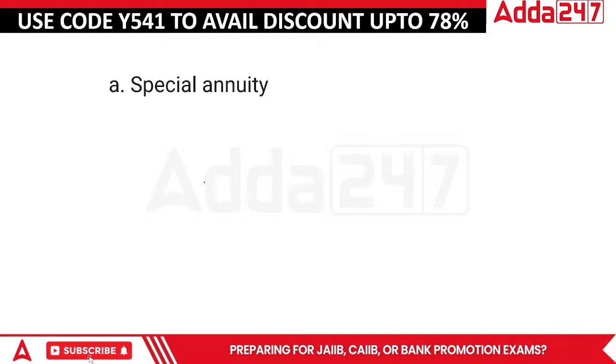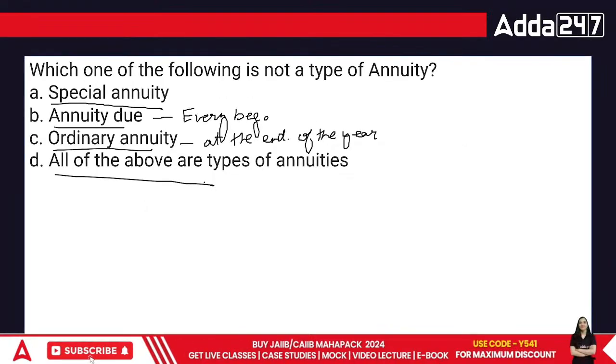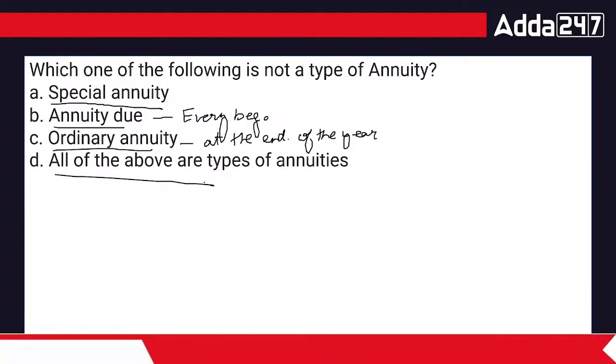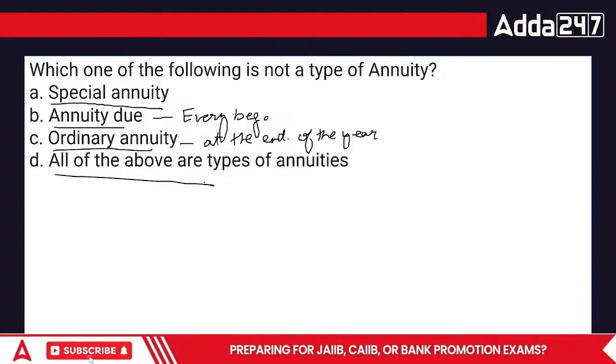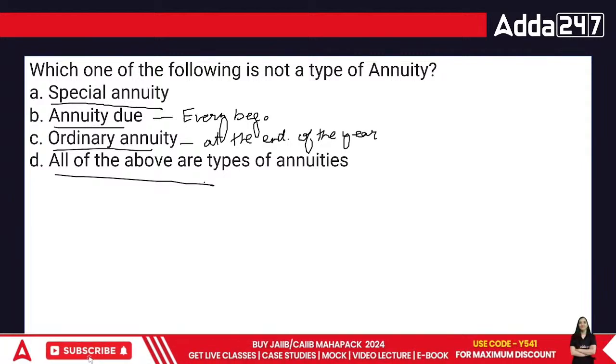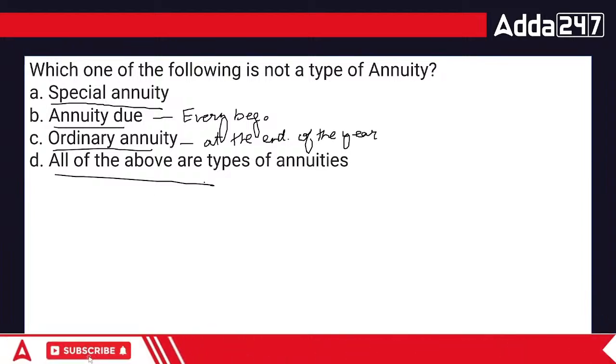Acha, okay, one mistake there. Special annuity is not one of those. Annuity due and ordinary annuity are there. We don't talk about special annuities. This is not there in the book itself. So I made a mistake. So the answer is special annuity.